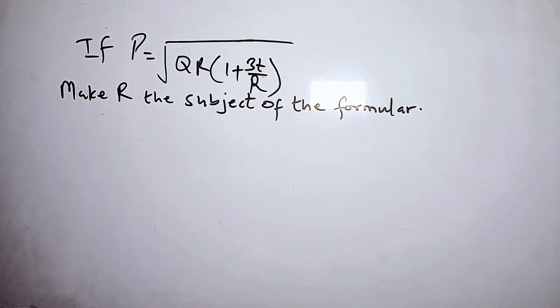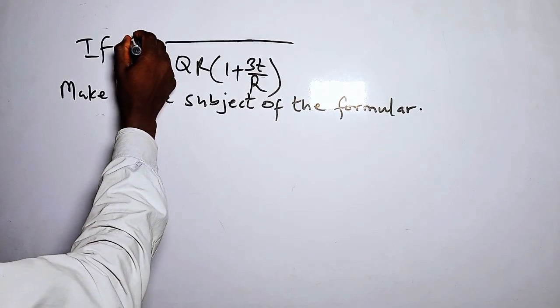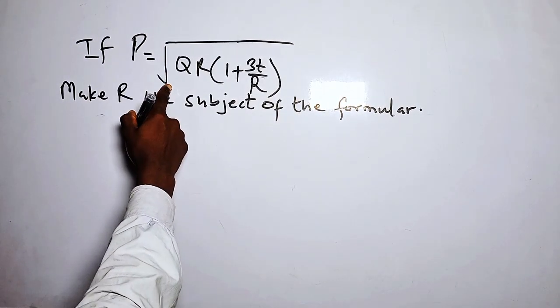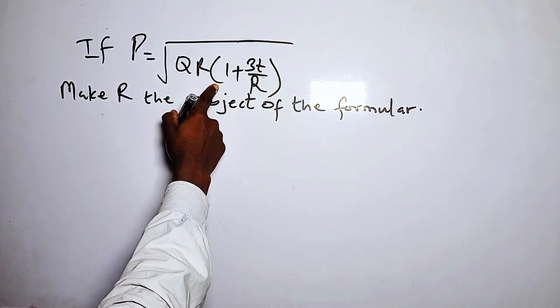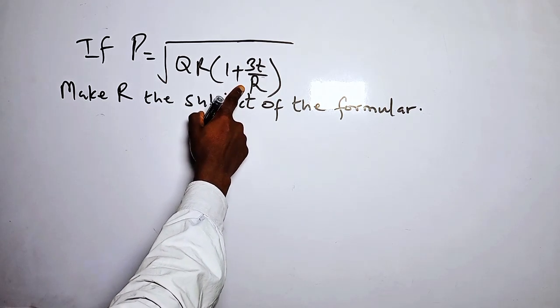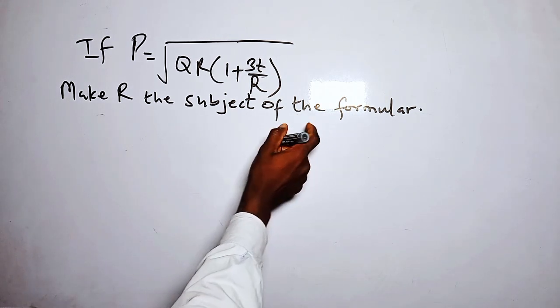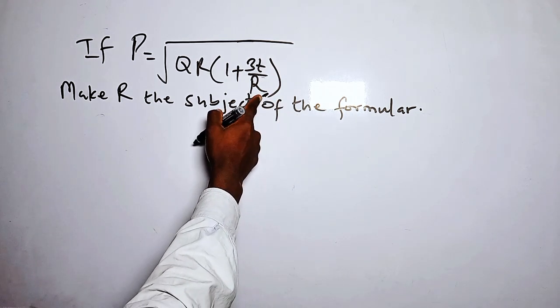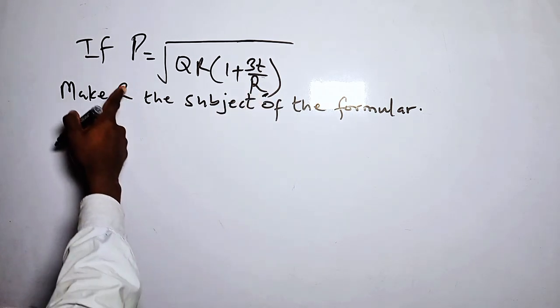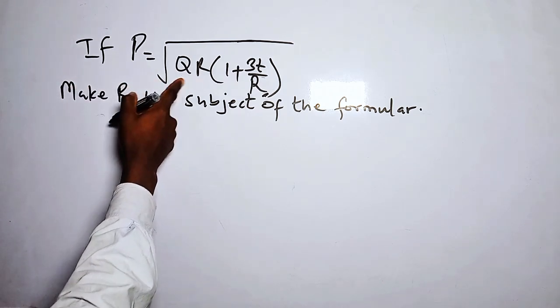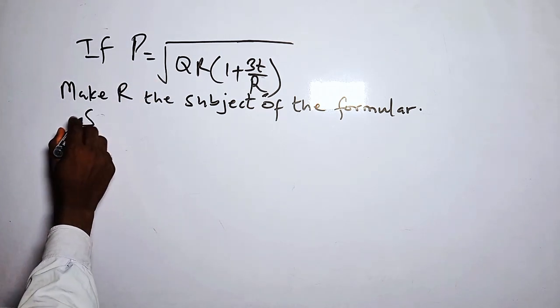The question says if P equals the square root of QR into 1 plus 3t over R, we should make R the subject of the formula. So we are planning to make R the subject of this expression. Solution.